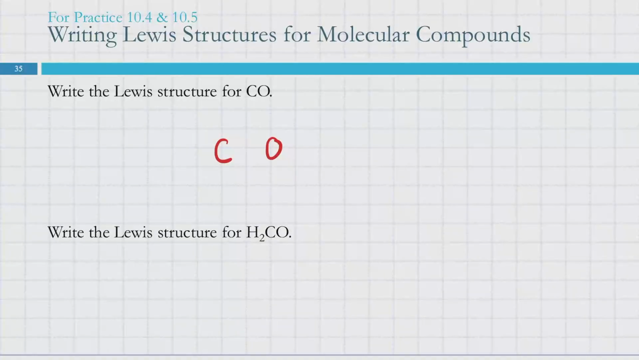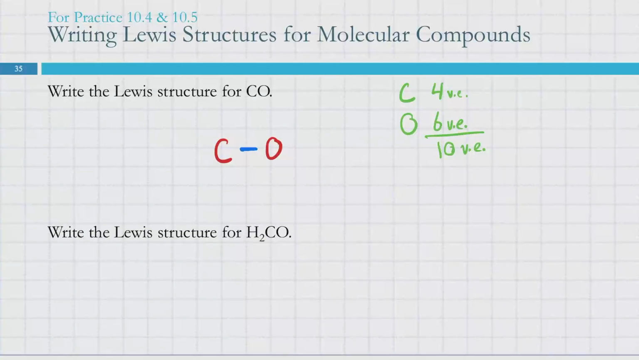And then we need to add up the valence electrons. How many valence electrons does carbon have? Carbon has 4. We've got one of them, so we're going to have 4 valence electrons from carbon. How many does oxygen have? Oxygen has 6 valence electrons because it's in group 6A. Add those up, and we've got 10 valence electrons. In order for this to be a molecule, in order for this to be a compound, we need at least one bond connecting them.